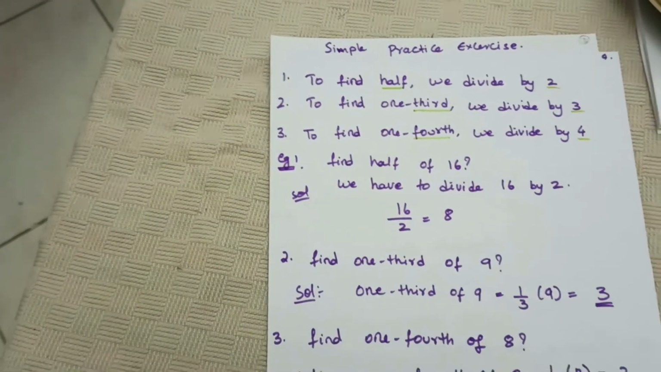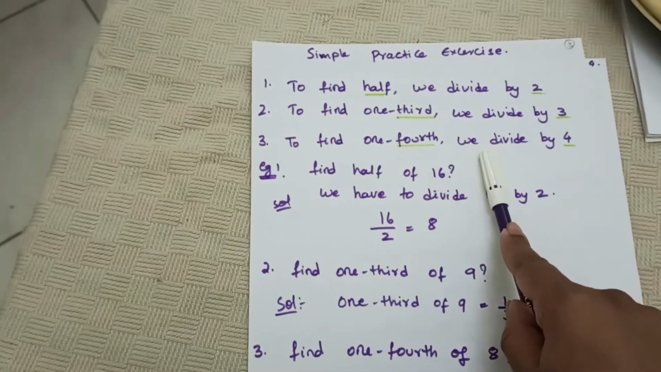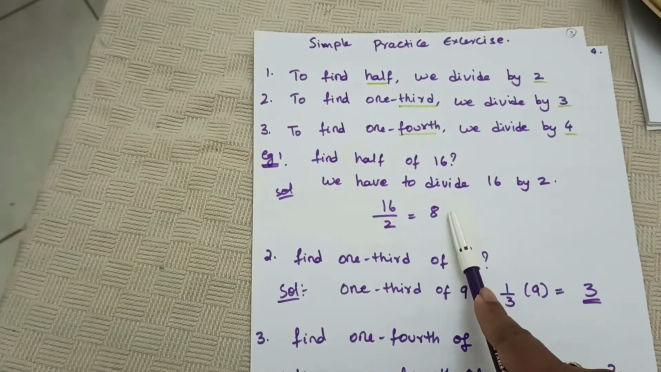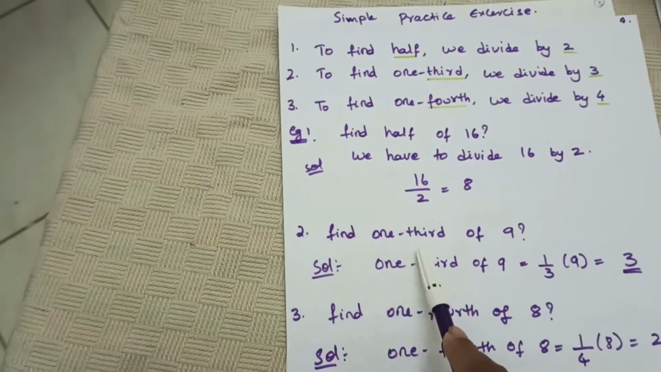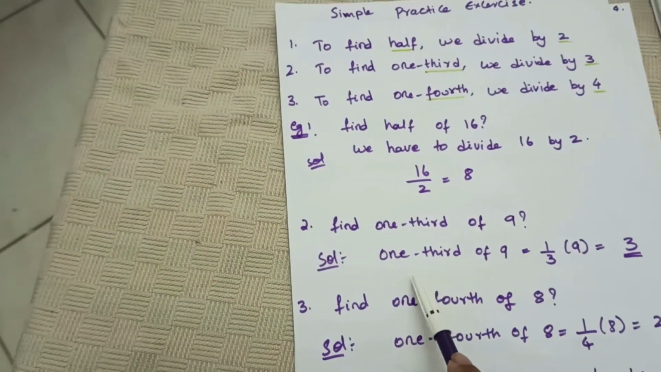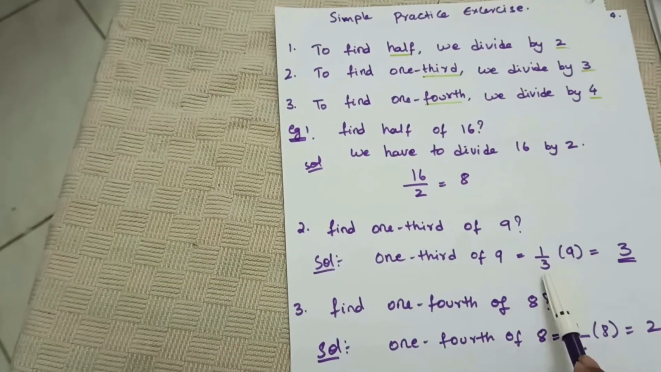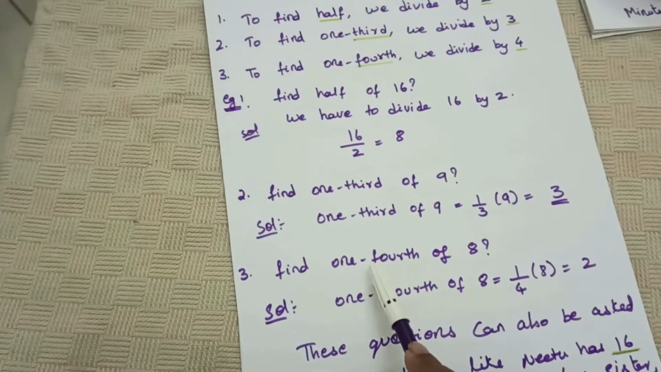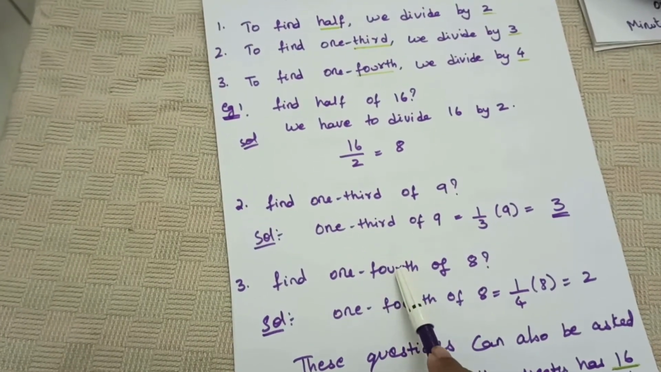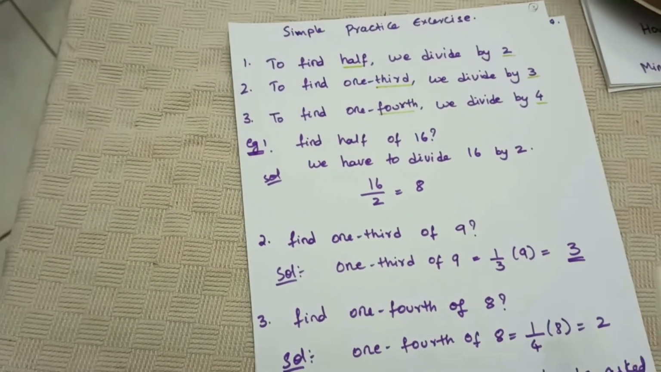I'll explain with examples. Find half of 16. Then what do we have to do? Half means 1 by 2. So, divide by 2. Find 1/3 of 9. 1/3, 1 by 3. So, divide by 3. 1/4 of 8. 1/4. So, divide by 4.